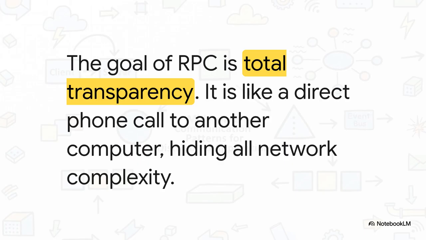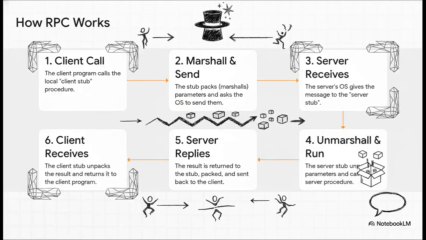Now, this is awesome for getting an immediate response, but you can probably see the downside, right? If the server is slow or busy, the client is just stuck there, waiting. That can cause some serious bottlenecks. So you might be wondering, how does this magic actually happen? Well, the secret sauce is these little helper components called stubs.